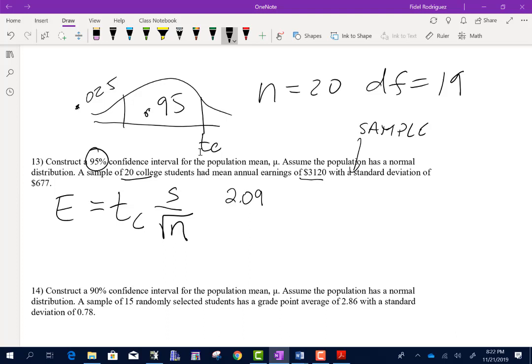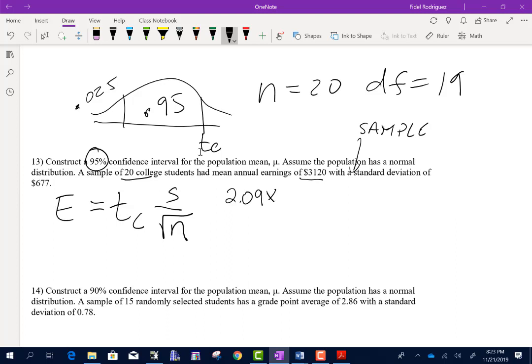So let's double check. I'm just trying to find my TC. We're going to go second, bars, inverse t. We said 0.025, and then our degrees of freedom was 19. And there it is, 2.09. So we're going to use positive 2.09, right here.